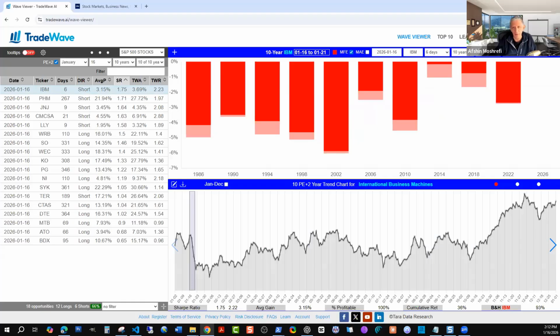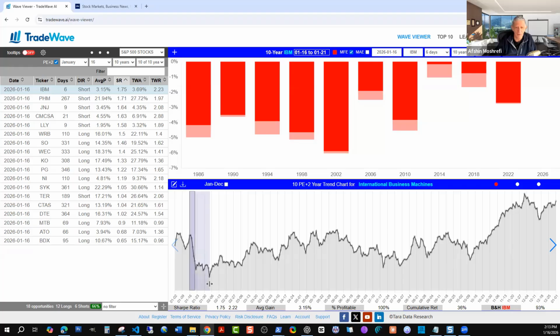Is this going to work this year? I don't know. We're going to find out next week. But look at this. 10 out of 10 midterm election years, IBM fell between the 16th of January and the 21st of January. And you can see on the trend chart, the drop is just sharp, but it keeps going.